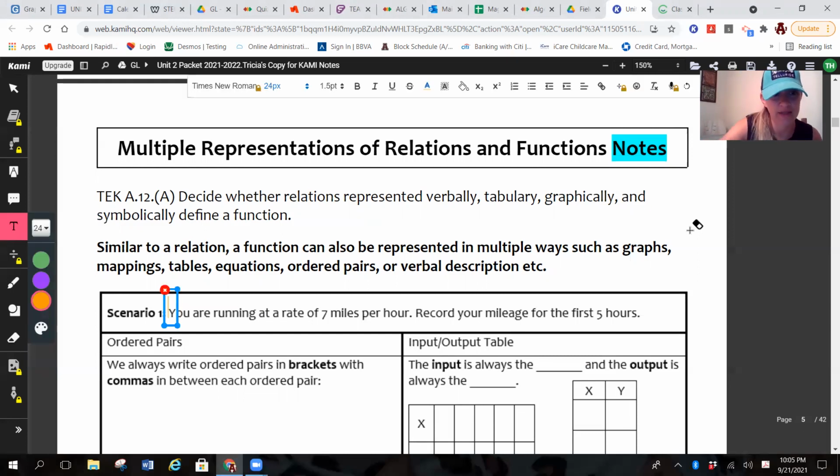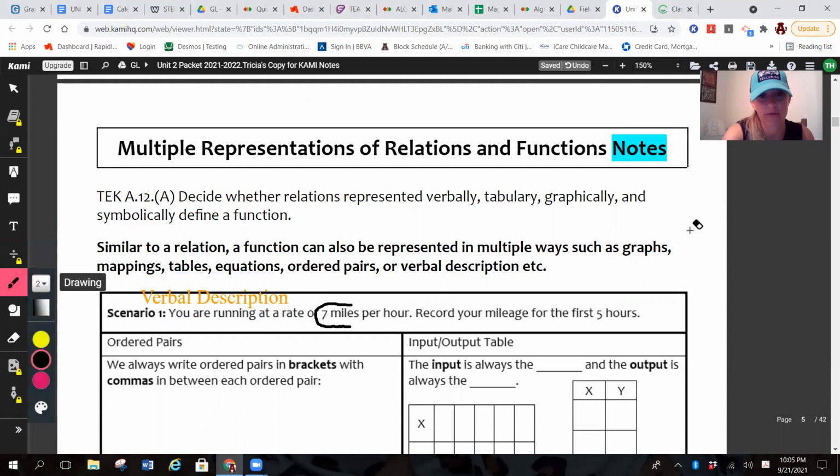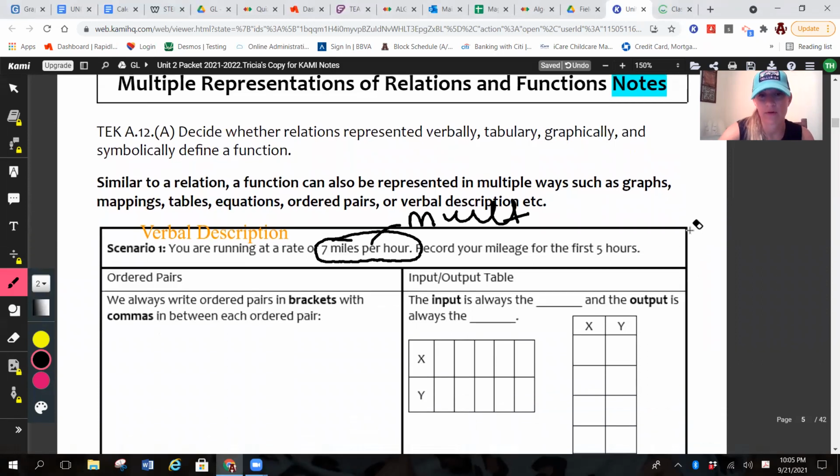So write this down in your packet. This is a verbal description right here. It says you are running at a rate of 7 miles an hour. Record your mileage for the first 5 hours. So we are running 7 miles per hour. Per means we're going to multiply 7 and hours. Okay?